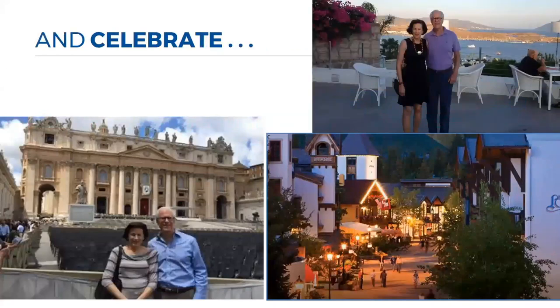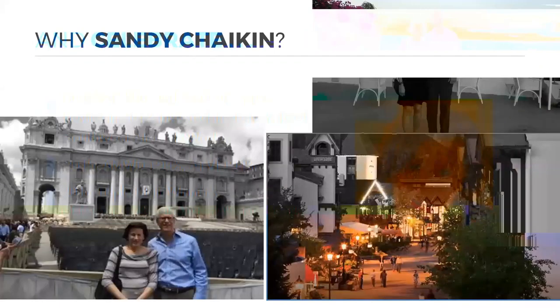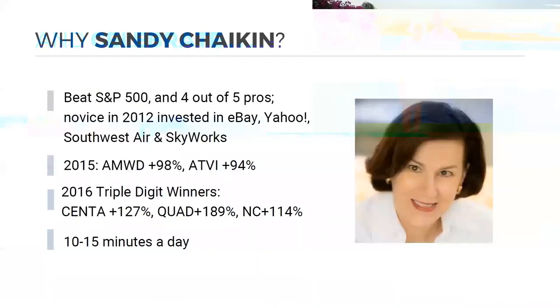So why over the next hour should you listen to me? As Josh said, I started investing in 2012 when we launched Chaikin Analytics. Prior to that, I had no experience investing in stocks at all. I was strictly in mutual funds. But in 2012, I started investing with eBay and Yahoo. I put $5,000 into each stock, kind of to test the waters. One went up 40%, one went up 60%. So I said, well, this is okay.